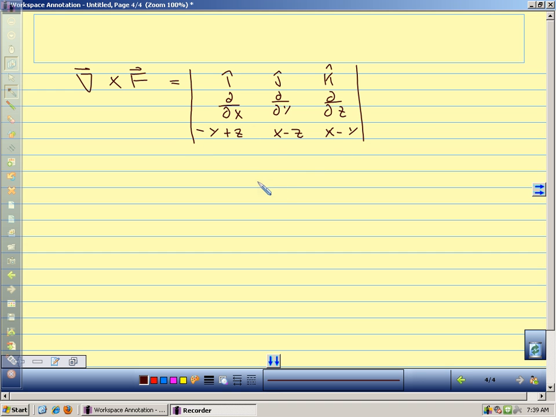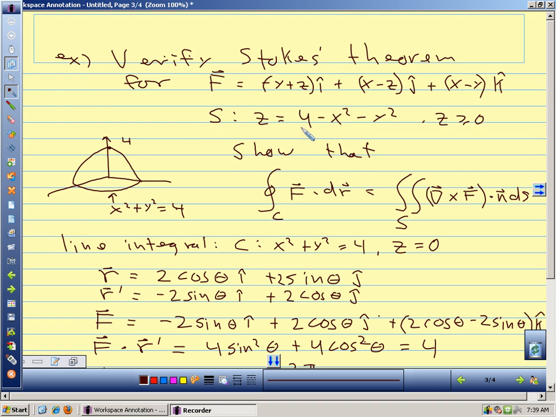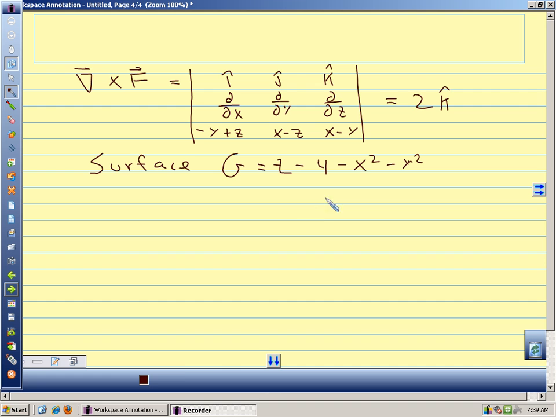And when we find our curl, this turns out nice also. It comes out to 2k. And for our surface, our capital G, our big implicit function for our surface, is z minus 4 minus x squared minus y squared. Is that right? Let me go back. Z plus, yes, plus x squared plus y squared. So this should be a plus and a plus.